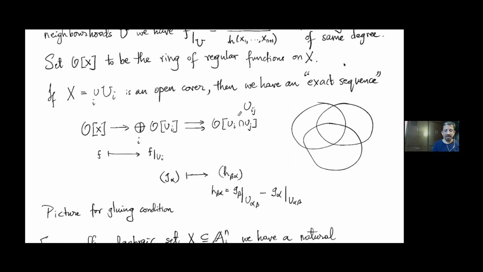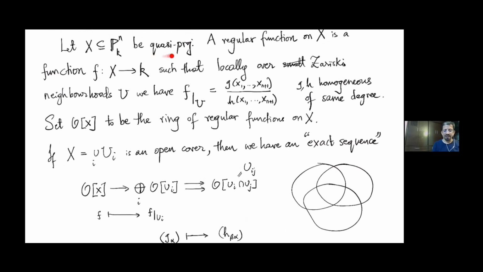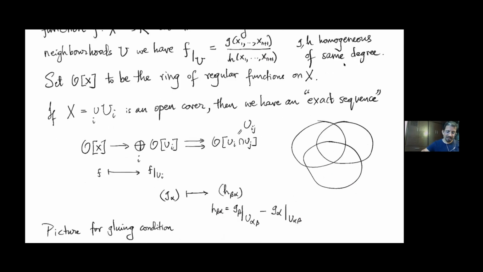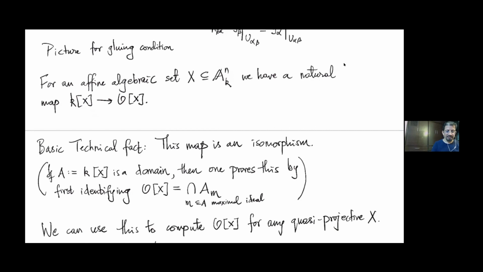For affine, you would again write G over H, where you can drop the homogeneous condition if it is in A^n rather than P^n, and just say it's given by a rational function like this. So these are functions which are supposed to locally look like rational functions, and these are globally polynomial functions. So I have two such rings, and I have a natural map between them. The basic technical fact, which I'm not going to prove, is that this map is an isomorphism.